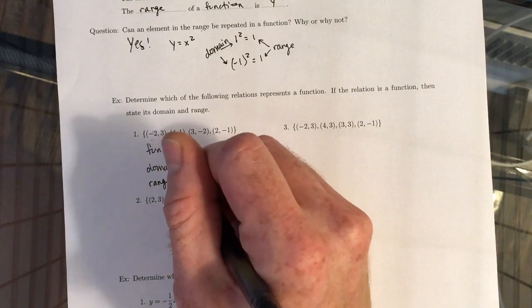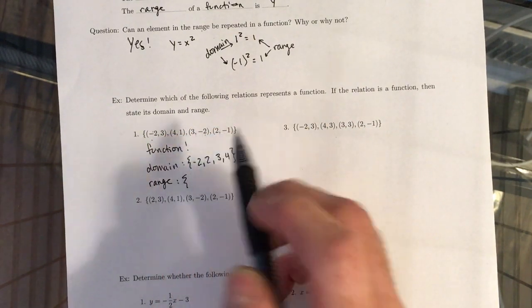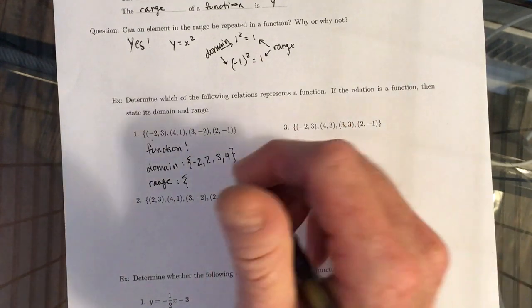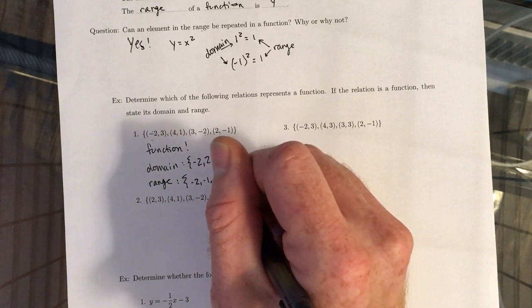Now for the range, that's going to be all the second coordinates. So we have 3, 1, -2, -1. Let's do that in order. We have -2, -1, 1, and 3.